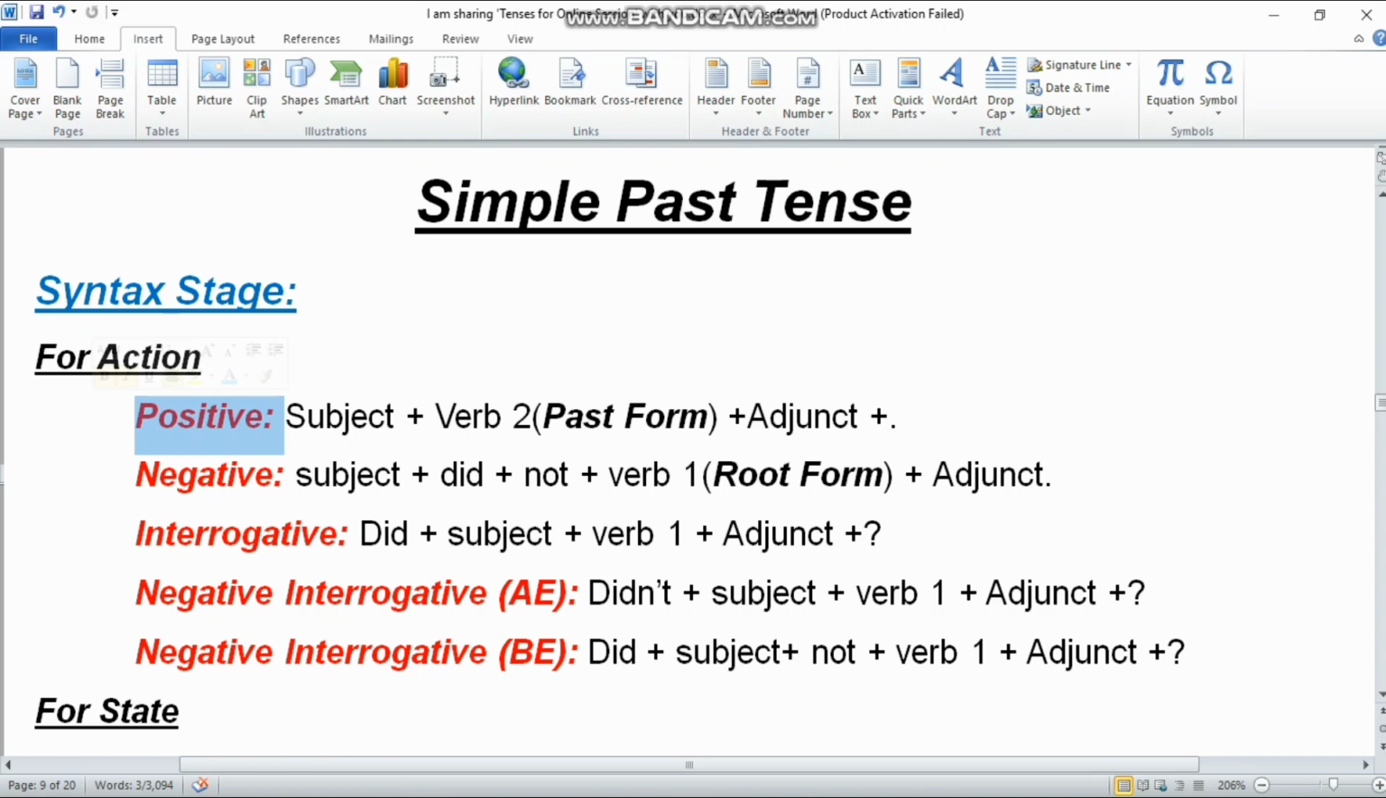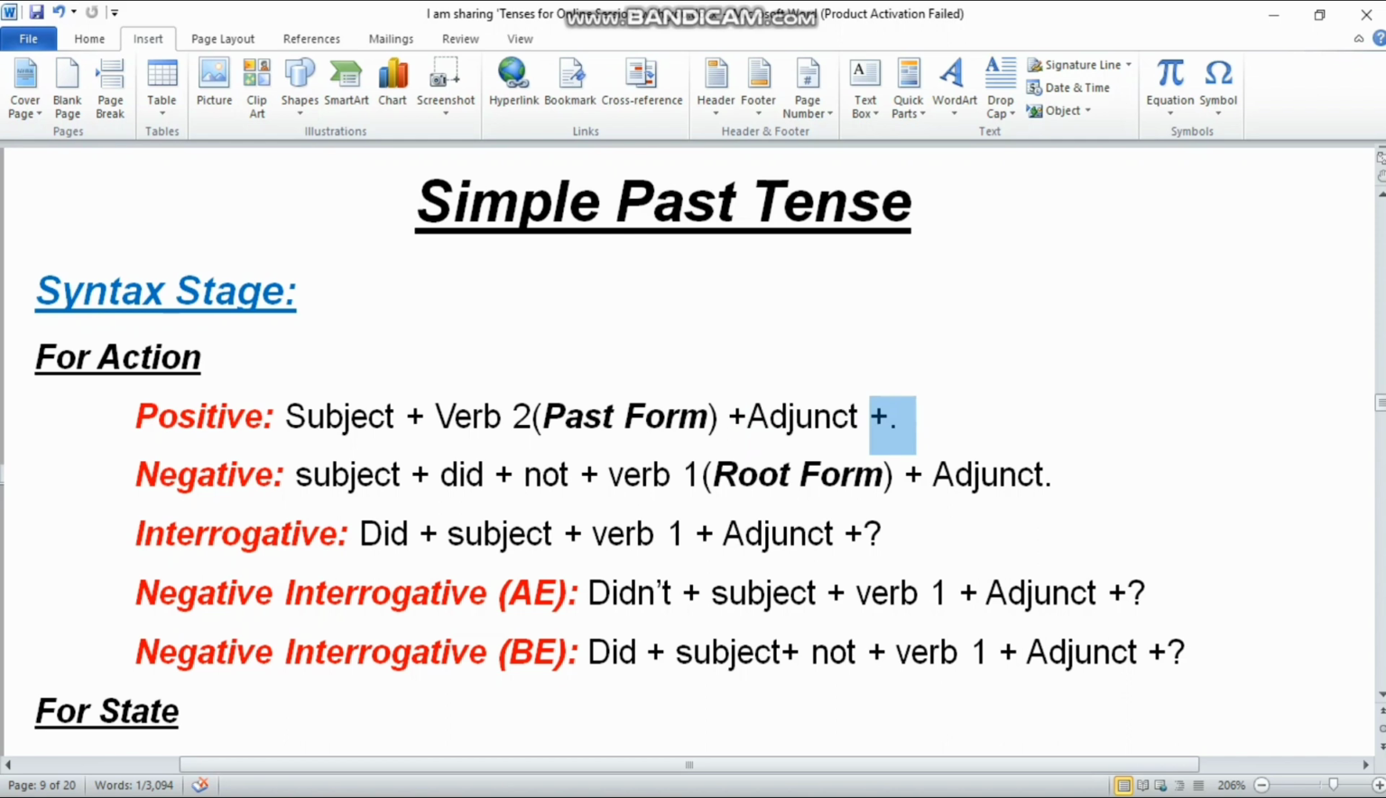The positive sentence for simple past tense appears as subject in the beginning of the sentence, followed by second form of verb, which is grammatically called past form, and there is an adjunct, which is the optional part of the sentence. At the end, there should be a punctuation mark, the full stop.